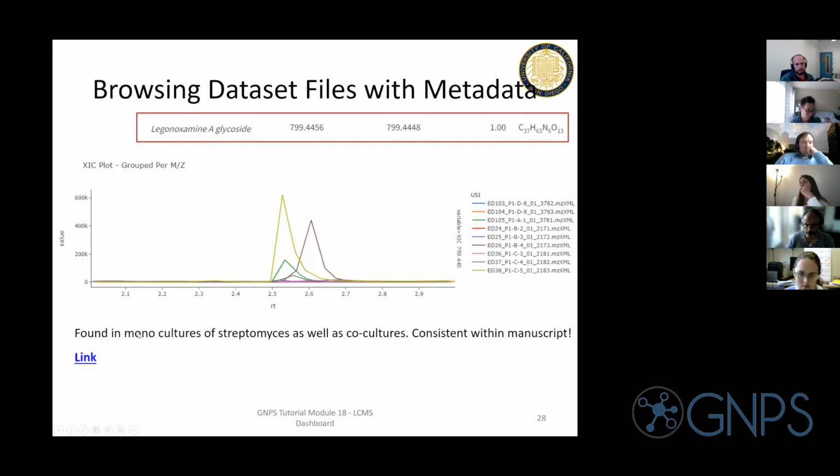And so I'll spare you the specific details on the claims they've made in the paper, but broadly, if you look back at the manuscript text on where they say this particular molecule is found, we can say it's found in the monocultures as well as the co-cultures, so it's consistent with the manuscript. There are some biological details we're glossing over. But broadly, we were able to get to this particular molecule and the XIC for this molecule reasonably quickly. So that's the goal that we wanted to have right here.